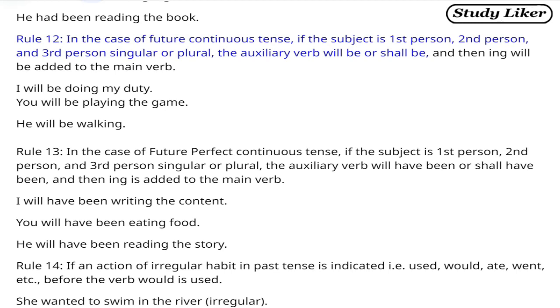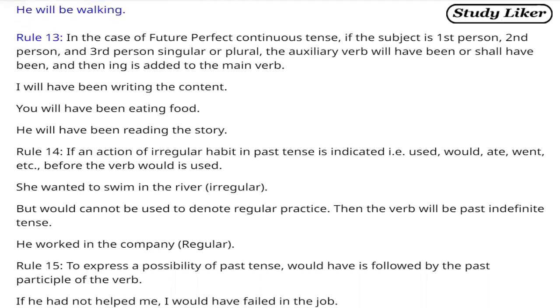Rule 12. In the case of future continuous tense, if the subject is first person, second person, and third person singular or plural, the auxiliary verb will be will be or shall be. And then ing will be added to the main verb. I will be doing my duty. You will be playing the game. He will be walking.